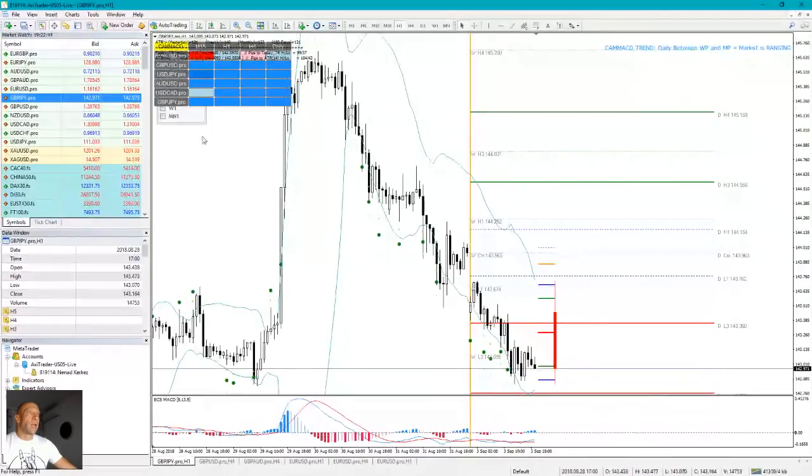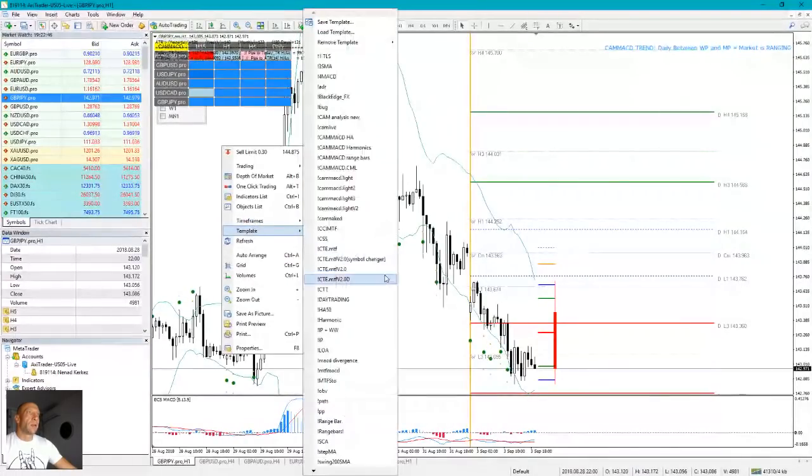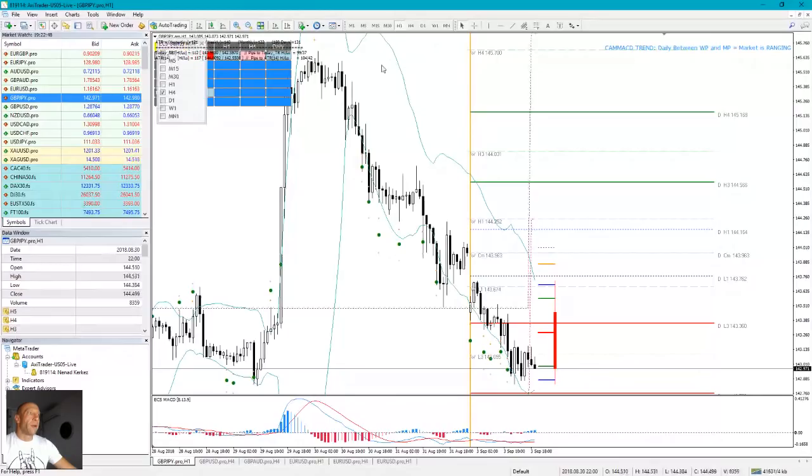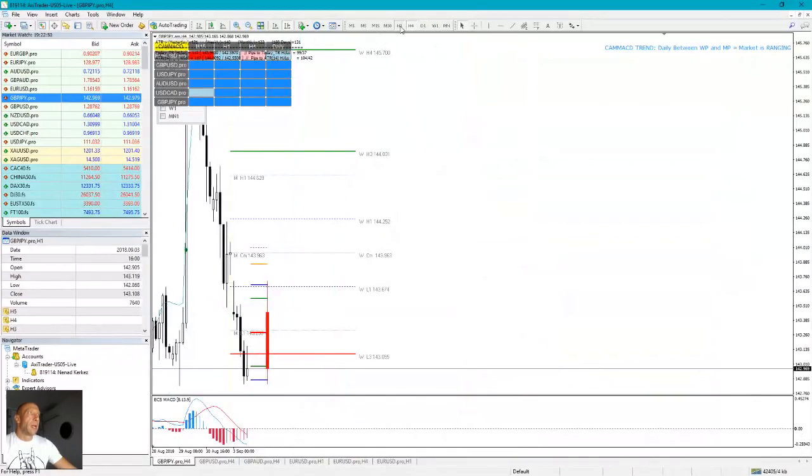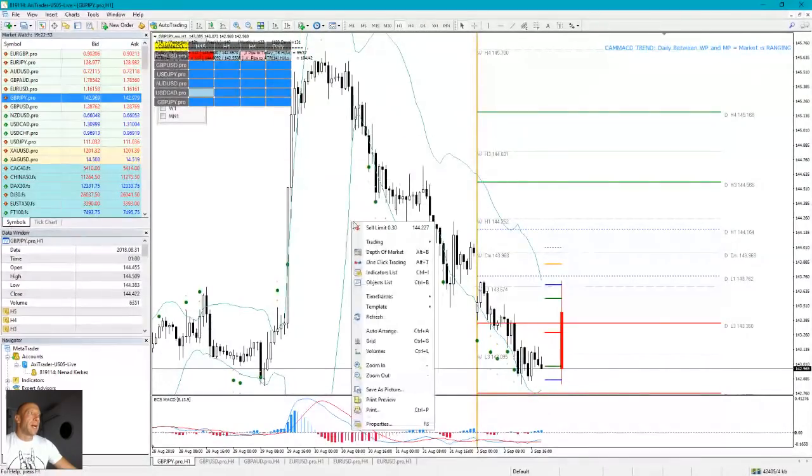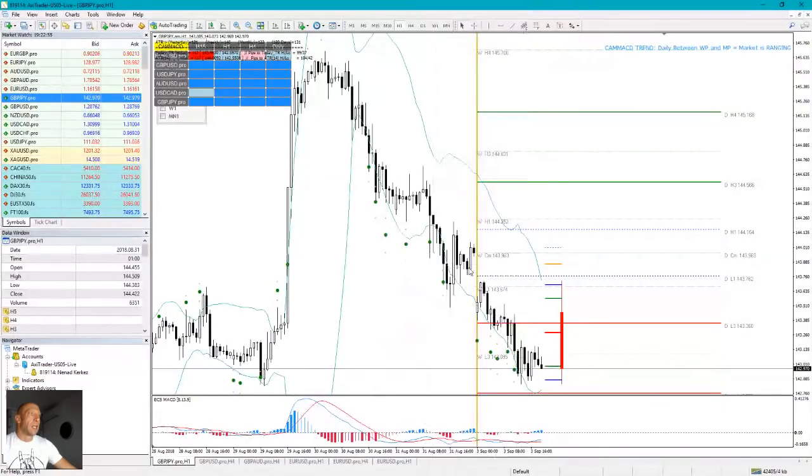Yeah, I would sell on rallies. Definitely, I would sell on rallies here. This looks very bearish to me. And yeah, if you ask me, I would go for a sell here.